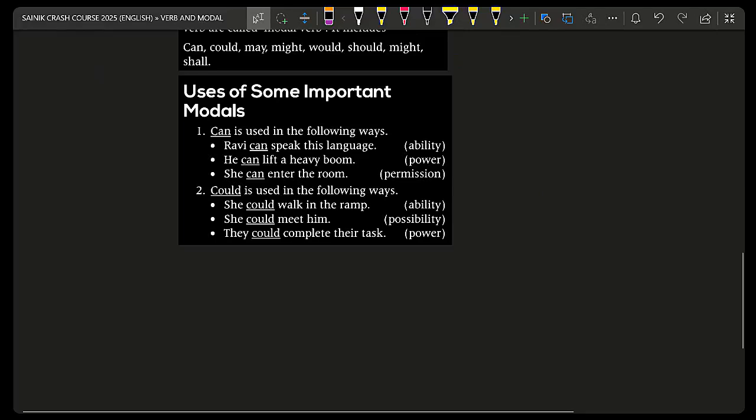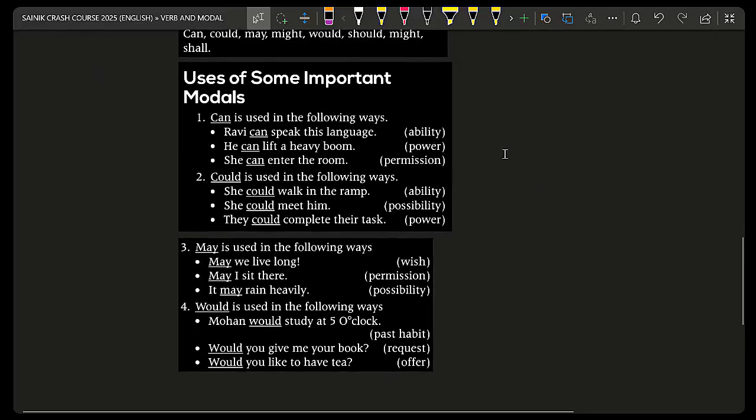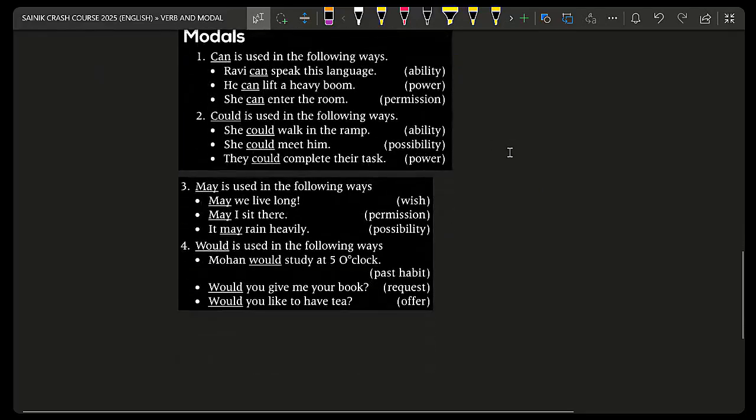Then we discuss the usage of may. May is used in the following ways for wish, permission, and possibility. May we live long? That is our wish. May I sit there? We're asking permission. It may rain heavily, possibility.